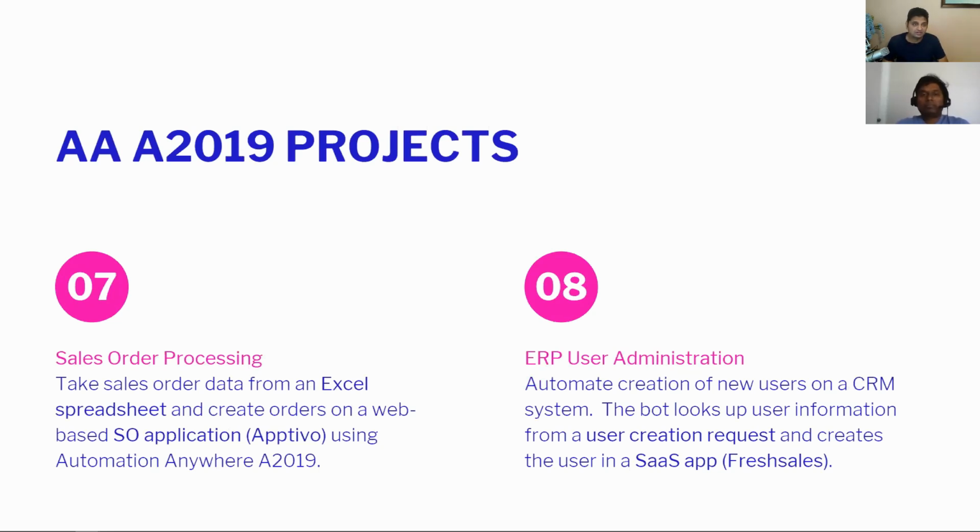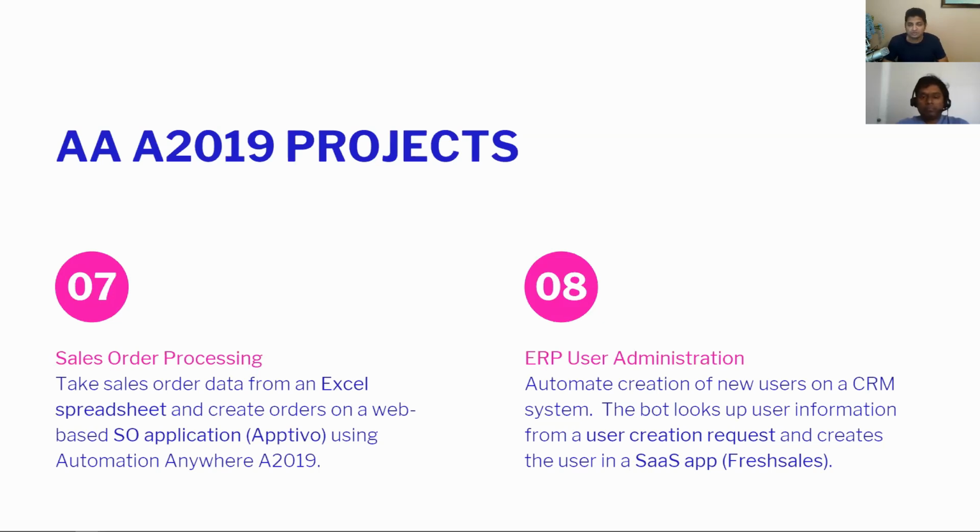The first A2019 project, other than the challenge, is sales order processing, which is mainly taking data from an Excel and putting it in an application, which is Aptio. Again, a simpler project to start with, but here we're doing Automation Anywhere Excel automation, and Automation Anywhere A2019 Aptio, or web-based application automation.